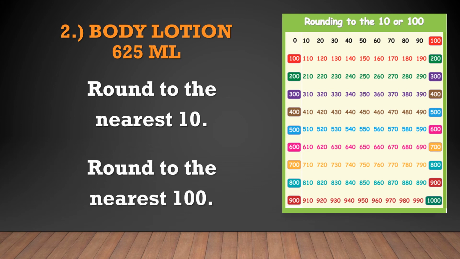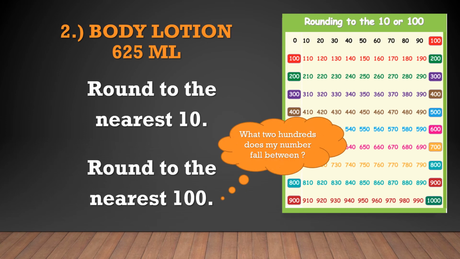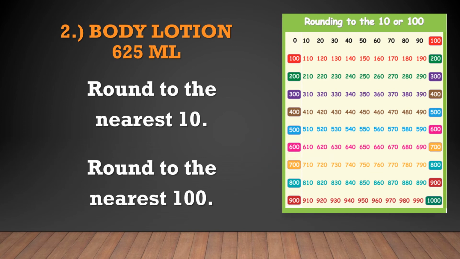Next, round your number, 625, to the nearest 100. What two hundreds does my number fall between? Use that understanding to round to the closest 100. Remember, 50 is your middle point. Look at your tens place to decide if your tens is less than 50 or greater than 50.